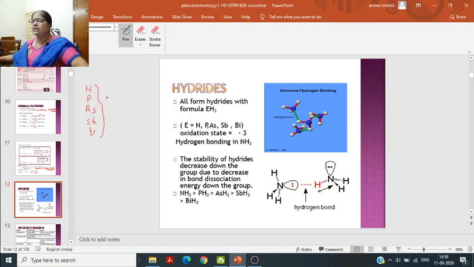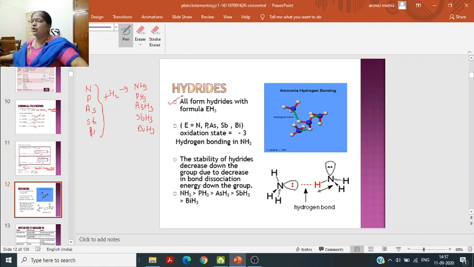hydrogen. So nitrogen will form ammonia. Then phosphorus, phosphine; arsenic, arsine; antimony, stibine; then bismuthine, Bi, this is B capital, BiH3. So these are called hydrides.